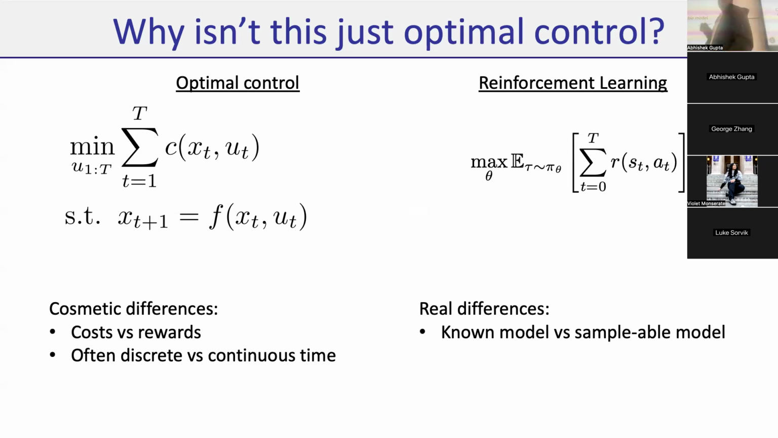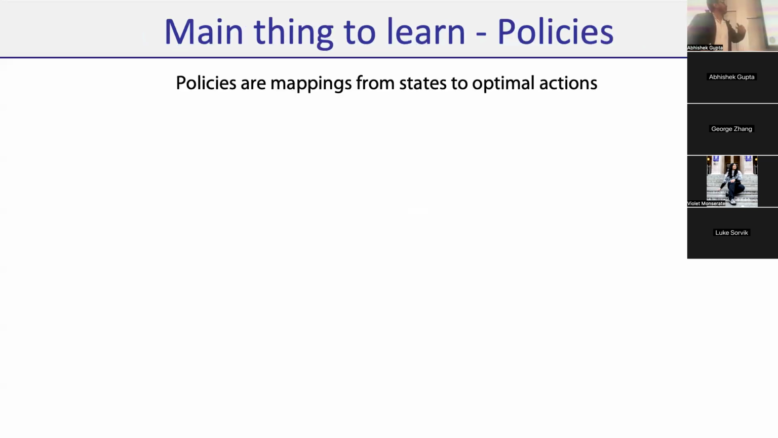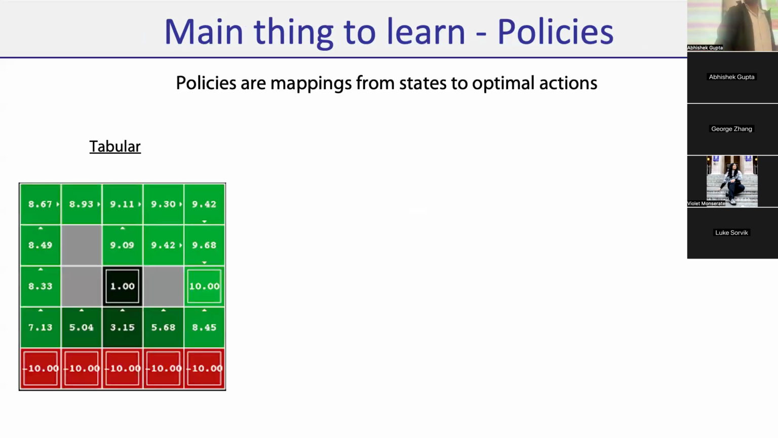Okay. The main thing of interest is a policy. A policy is a mapping from states to optimal actions. The first version of things that people did is they just made a big table, put states and actions in the table, and that is your policy. You use a hash table, feed in states, and you get an action, the policy.